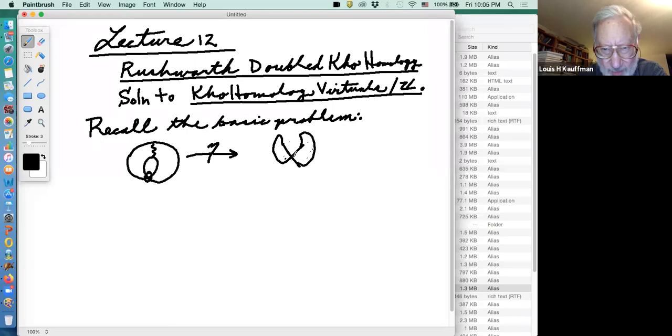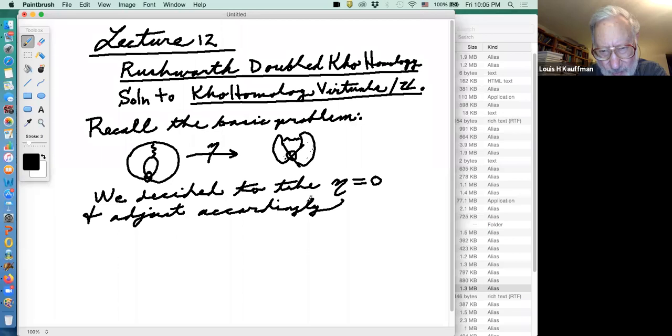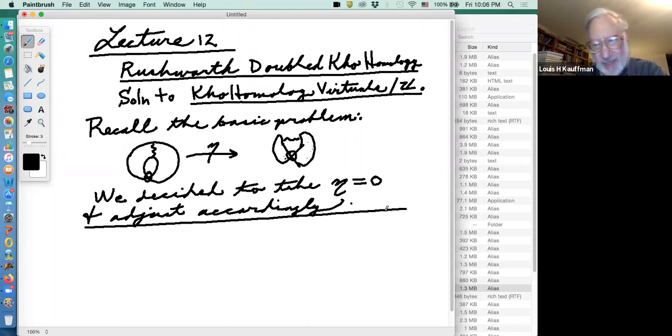You can have a single cycle map. And we decided to take eta equals 0 and adjust accordingly. And you'll see that Rushworth decides to take eta not equal to 0 and adjust accordingly, and we'll see how that works.